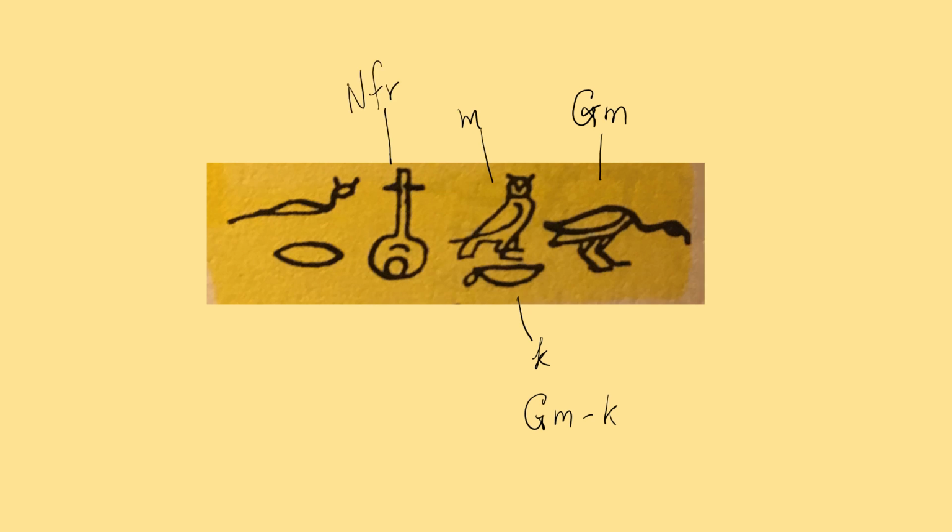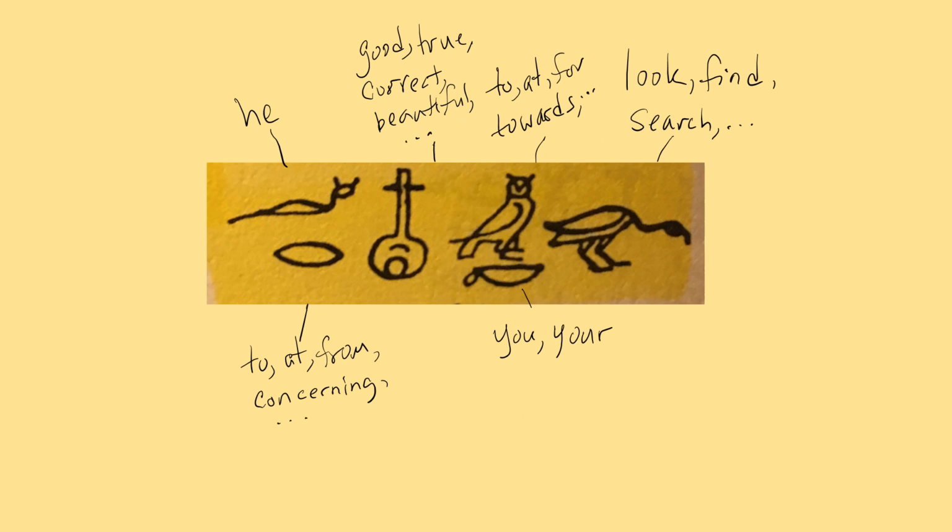The next symbol we see is that of a heart and a windpipe, and it is transliterated with the letters NFR. The horned viper is transliterated with the letter F. And the last symbol in this text is the mouth, and it is transliterated with the letter R. So if I were to try to read this, I would get something like Gem Mek Nefer.